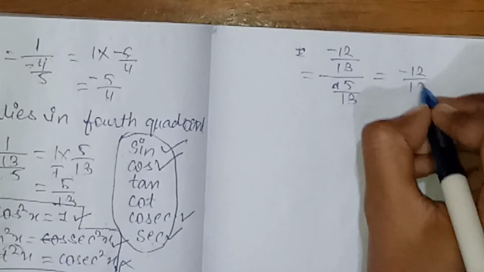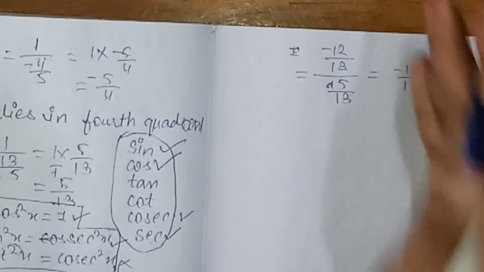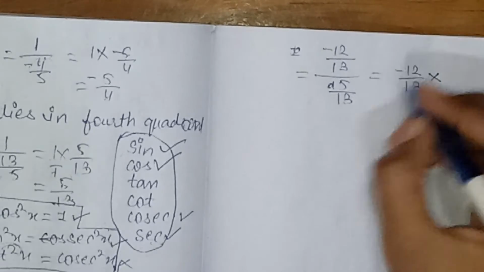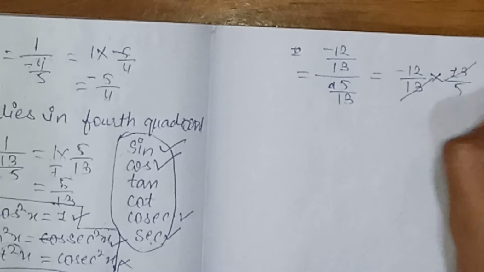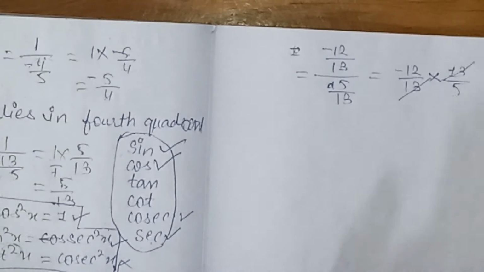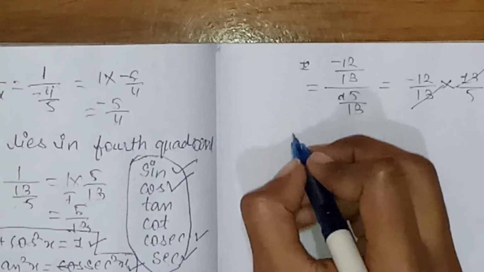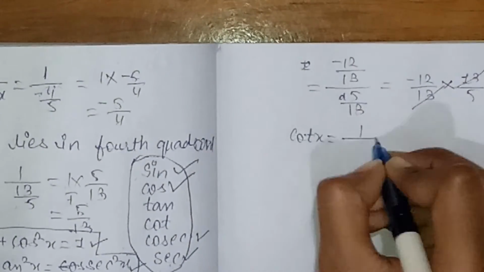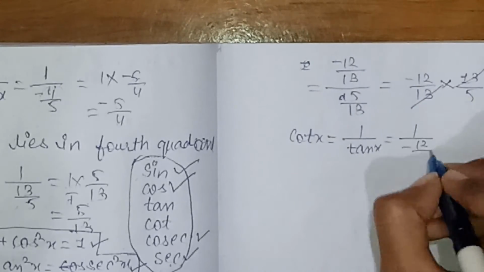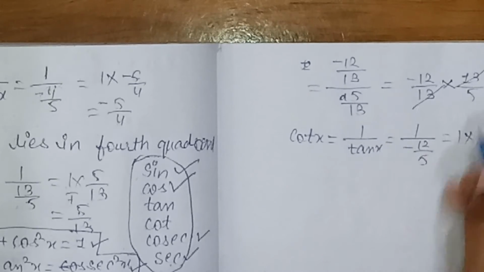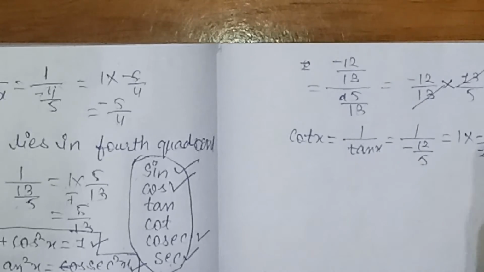Minus 12 by 13 as it is, and when you divide, it goes to the right-hand side and becomes multiplication. So 5 by 13 reciprocal is 13 by 5, the 13 gets cancelled, minus 12 by 5. So we got the value of tan. How can we find the value of cot? That is the reciprocal of tan x, 1 by minus 12 by 5, which is minus 5 by 12.